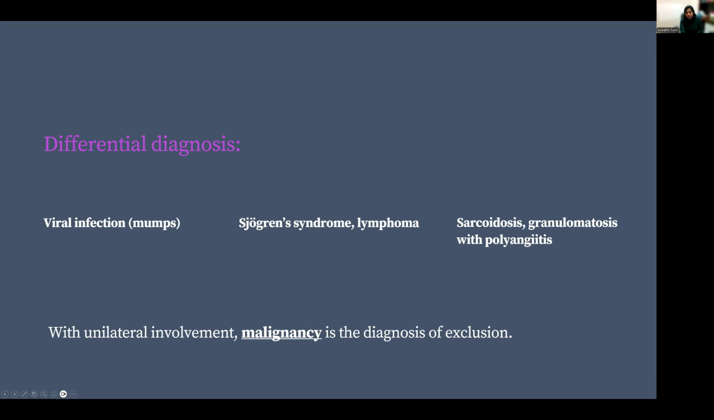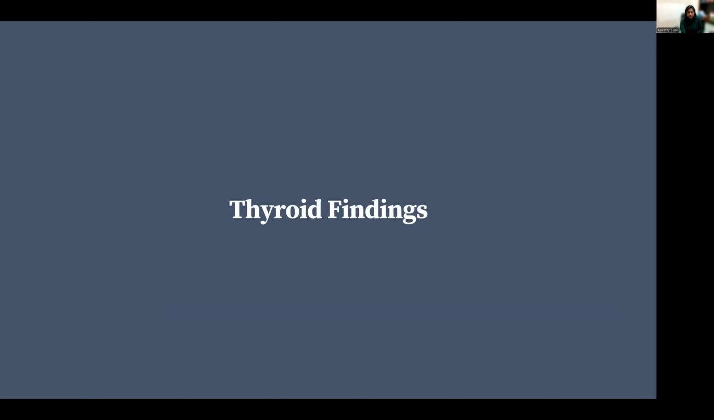So the differential diagnoses include viral infections like mumps, Sjogren syndrome, lymphoma, sarcoidosis, and granulomatosis with polyangiitis. If there is unilateral involvement, malignancy is a diagnosis of exclusion.